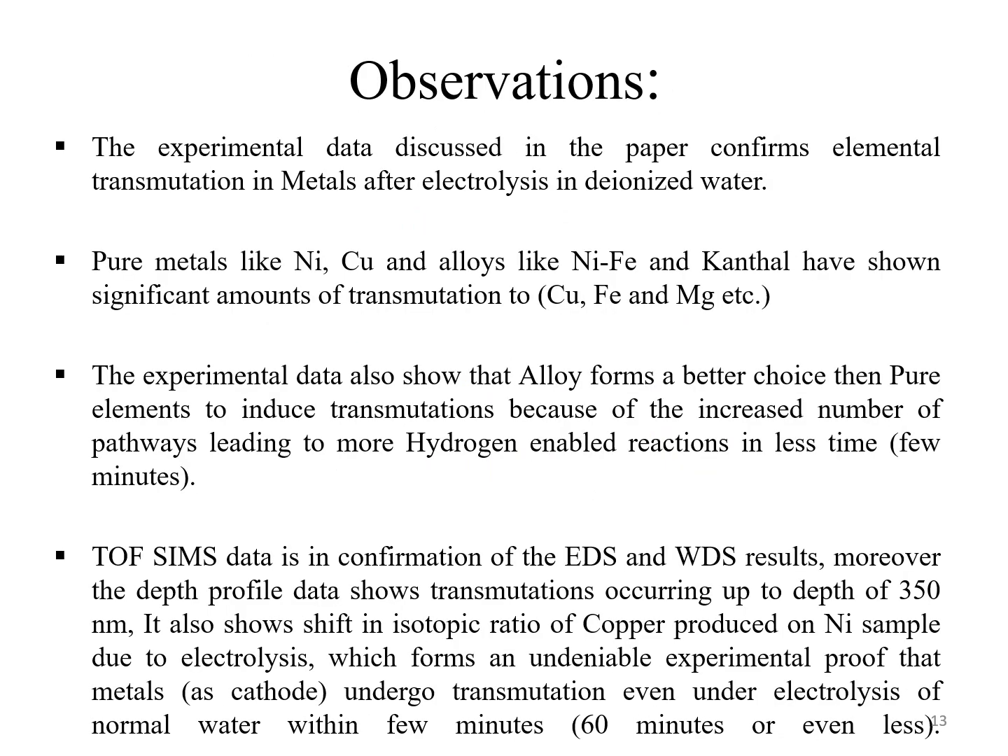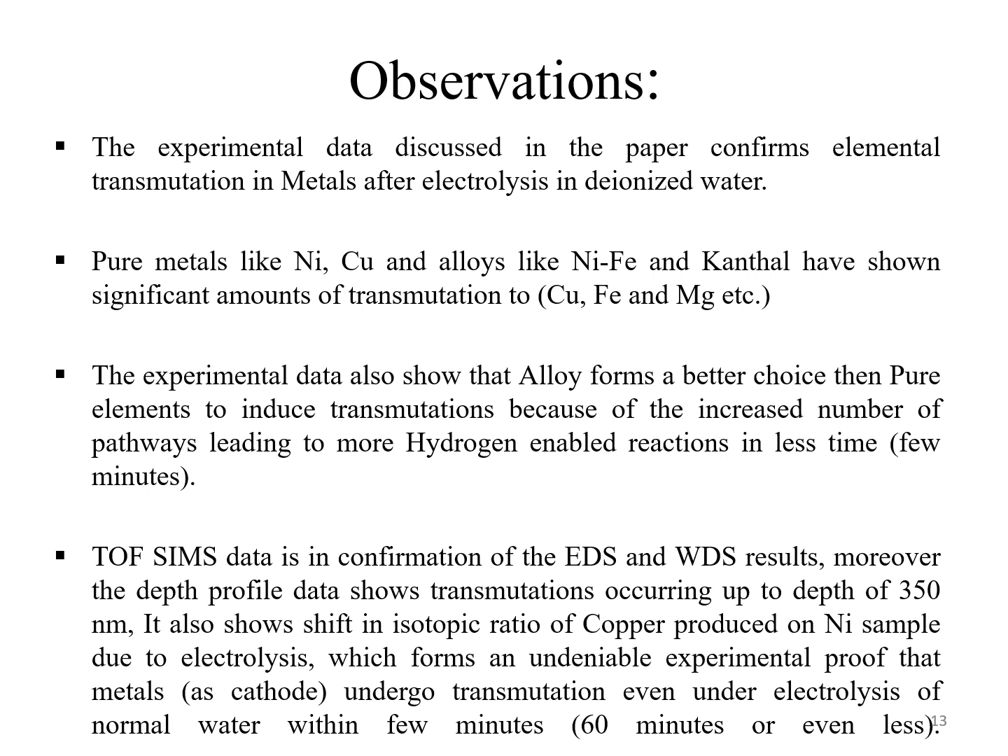These are the important experimental observations based on the data that we have seen earlier. Number 1. The experimental data discussed in the paper confirms elemental transmutation in metals after electrolysis in deionized water. Please note that we are using H2O and not D2O. Pure metals like nickel, copper and alloys like nickel iron and Kanthal have shown significant amounts of transmutations to copper, iron and magnesium, etc.